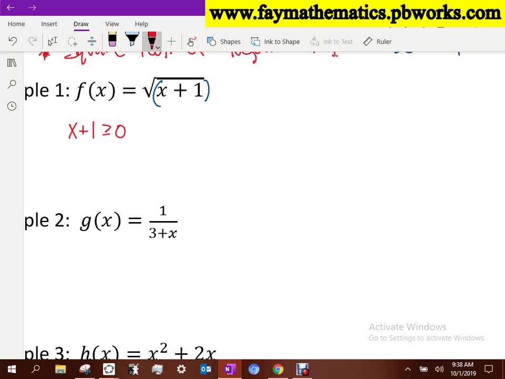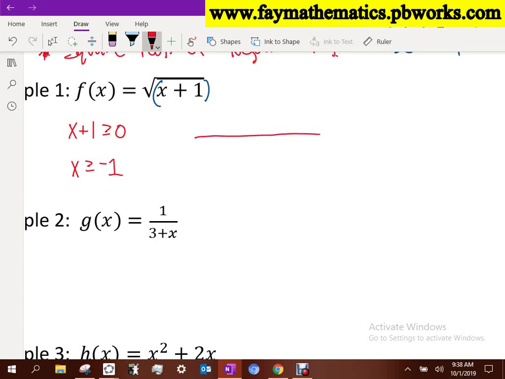We take x plus 1, and we say it's got to be greater than or equal to 0. That takes all the guesswork out of seeing what my domain needs to be. I solve that, and I get x has to be greater than or equal to negative 1.